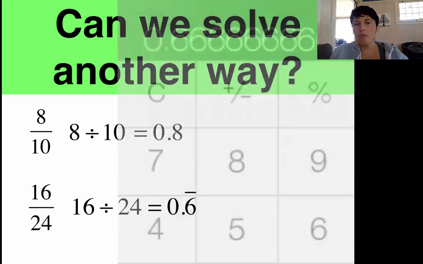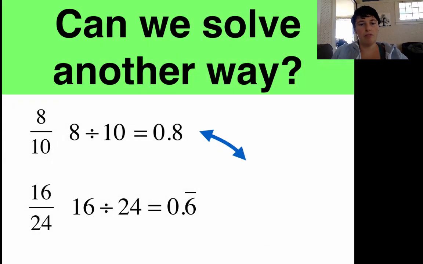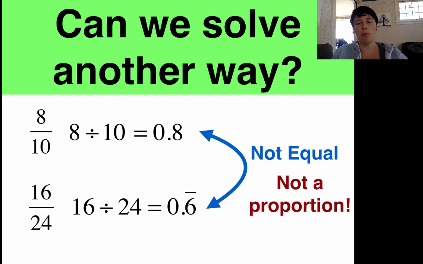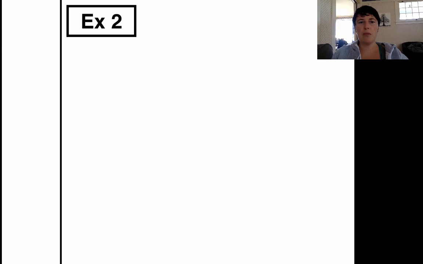And then again, we look to see if these are equal. Those are not equal decimals. So again, I know, hey, this is not proportional. So we actually have two ways of solving. We can simplify the fraction, or we could grab a calculator and divide the fractions to see if the decimals match up. Let's try it with this example.